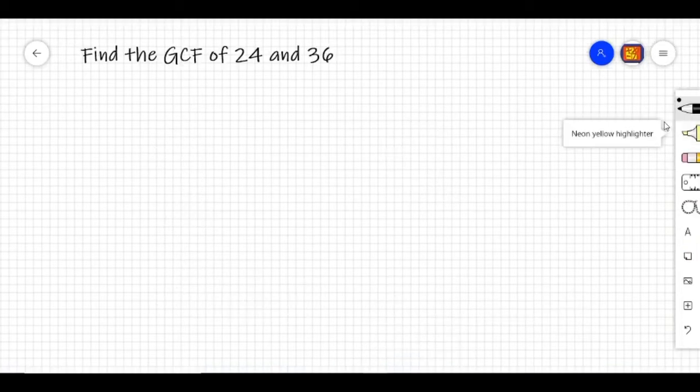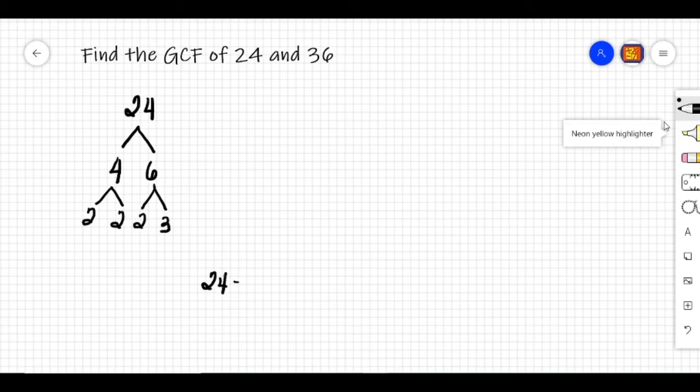Next, find the GCF of 24 and 36. So again, we're going to get the prime factors of 24 using the factor tree. So 24 is equal to 4 times 6, and then 4 can be factored into 2 times 2, and 6 can also be factored into 2 times 3. So the prime factors of 24 are 2 times 2 times 2 times 3.